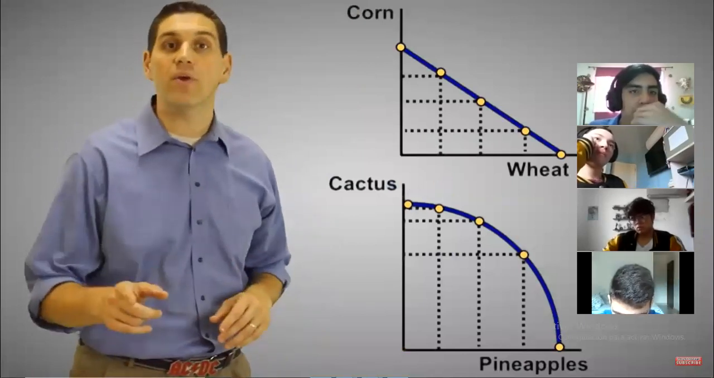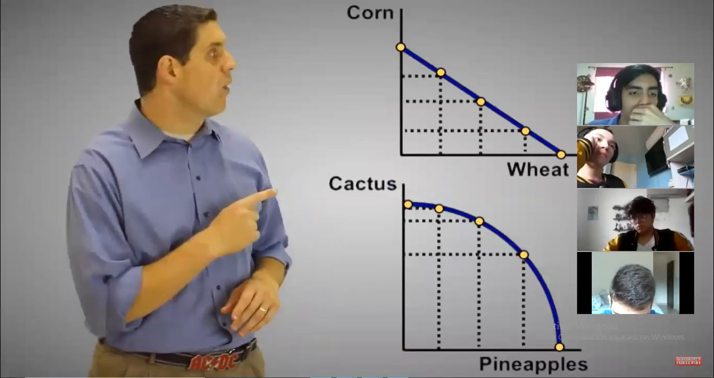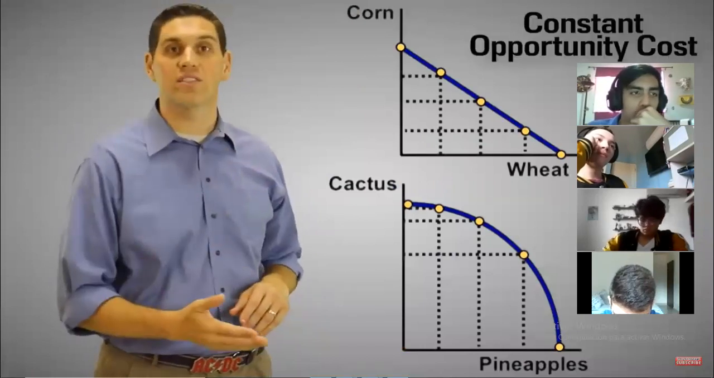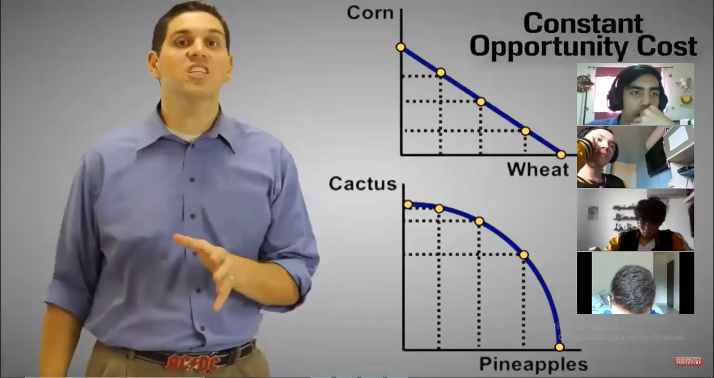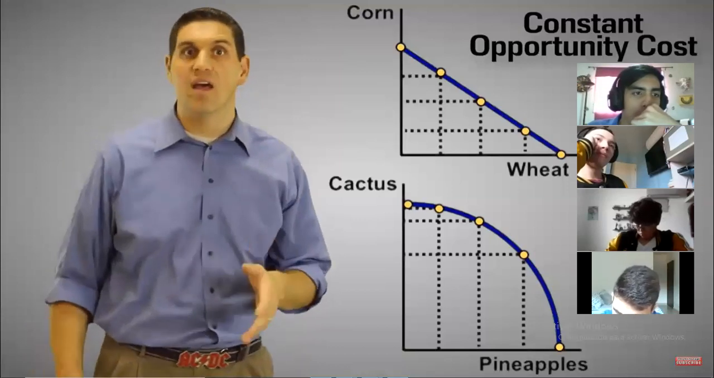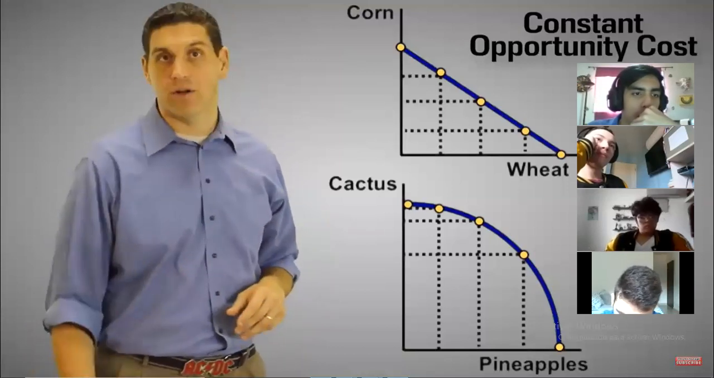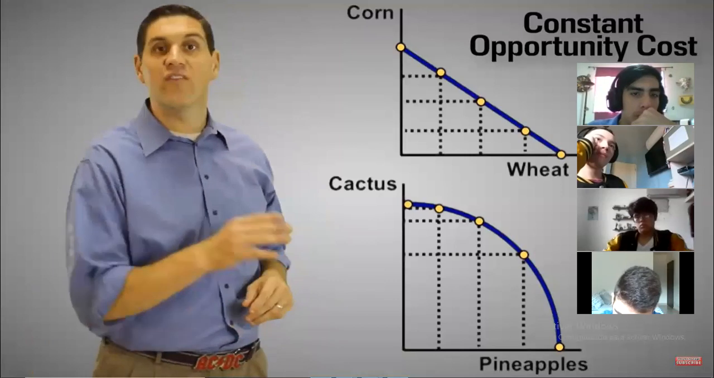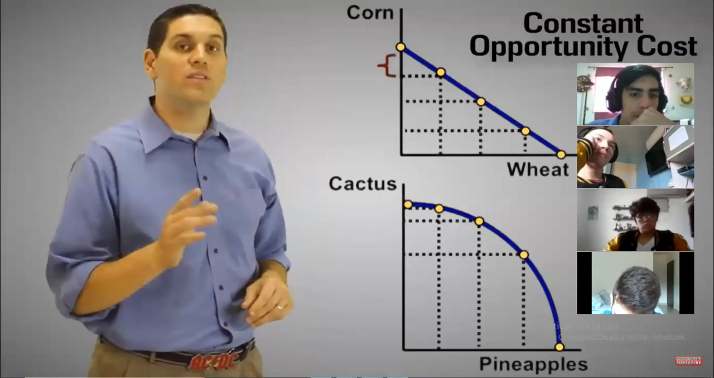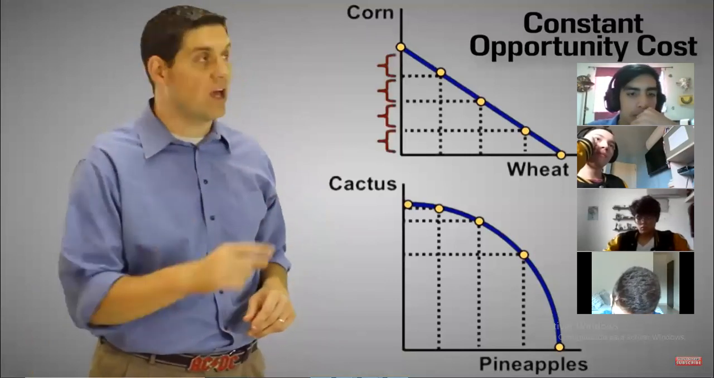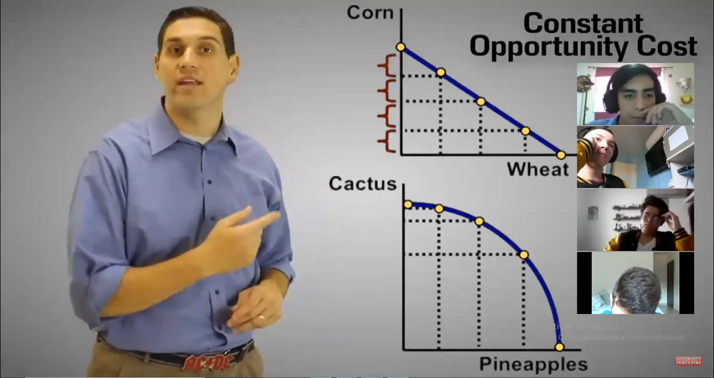It turns out that the shape of the curve is very important. So this top one shows a constant opportunity cost between corn and wheat. This is because the resources to produce corn and wheat, the ground, the climate, are very similar. So when you produce a certain amount of wheat, you give up a certain amount of corn. And when you produce that same amount of wheat, you give up the same amount of corn. That shows constant opportunity cost.